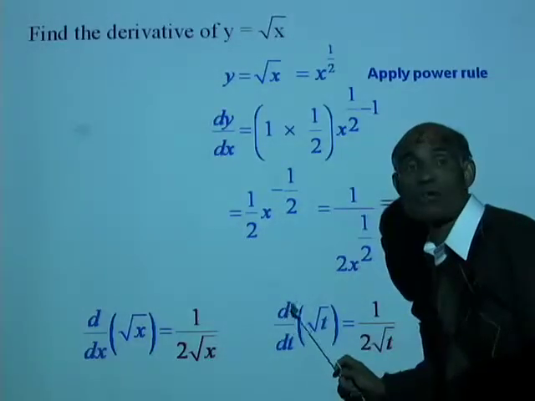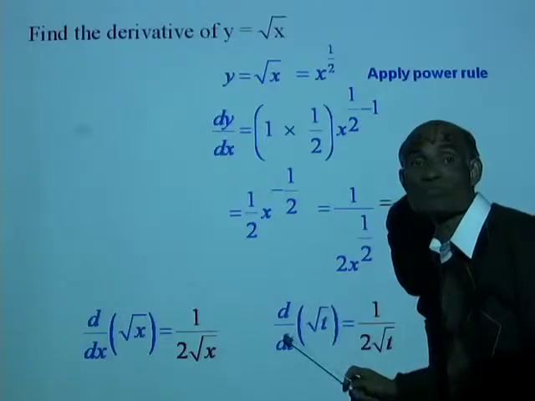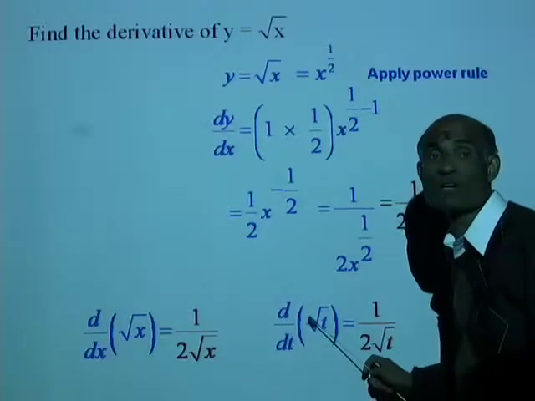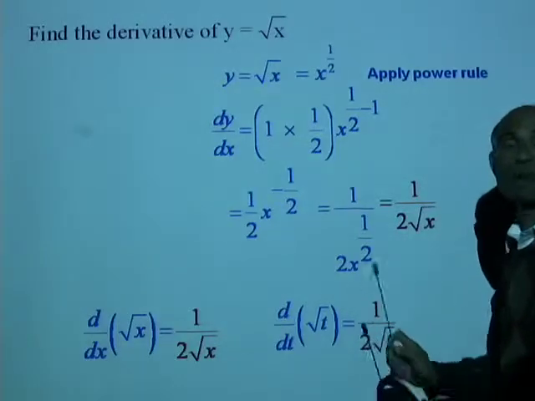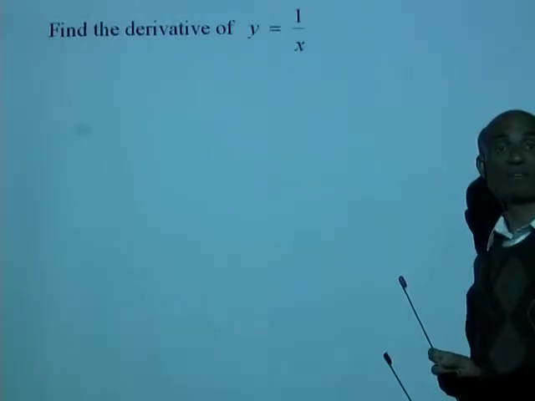Similarly, the derivative of square root t with respect to t, d by dt of square root t, is 1 over 2 square root t. Very important result.